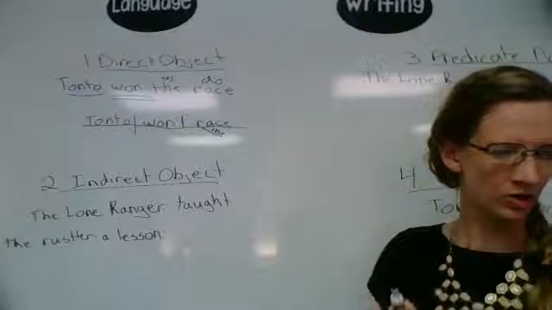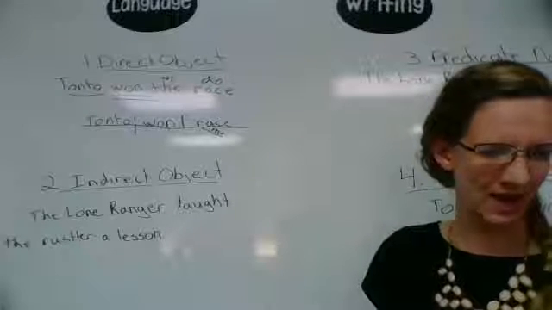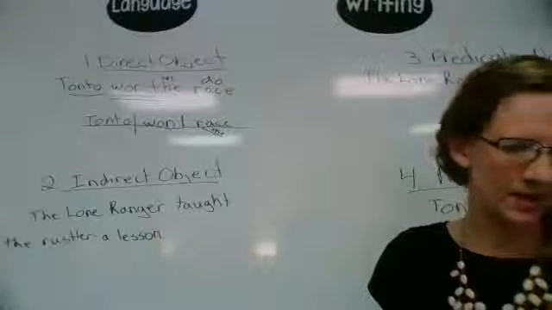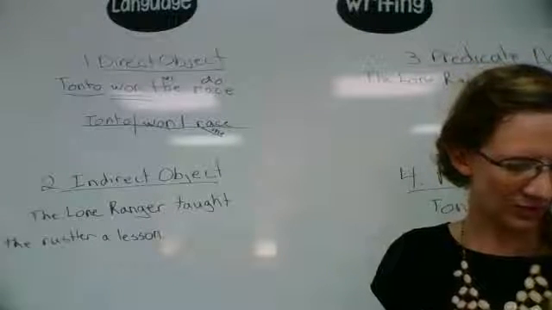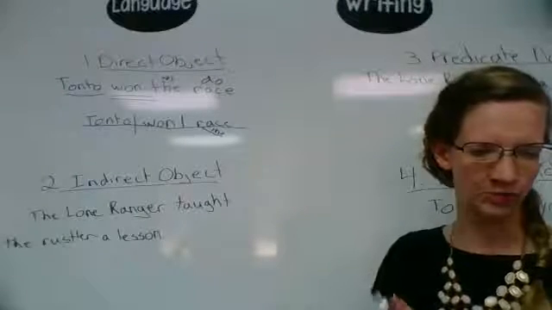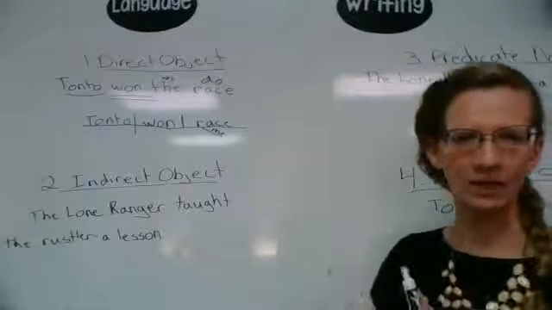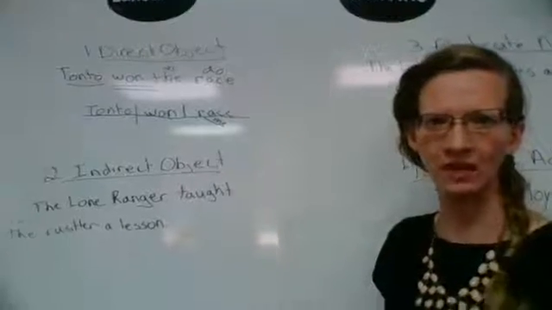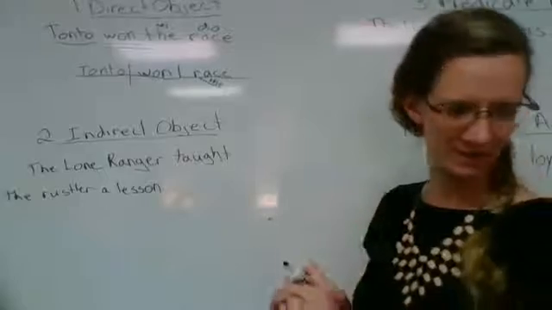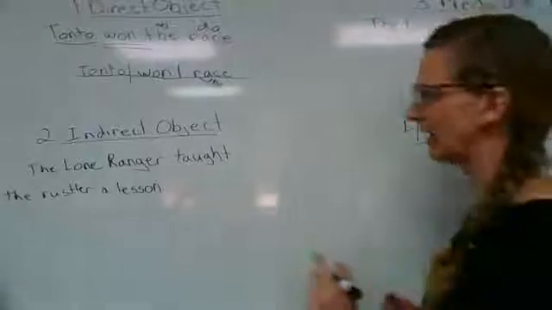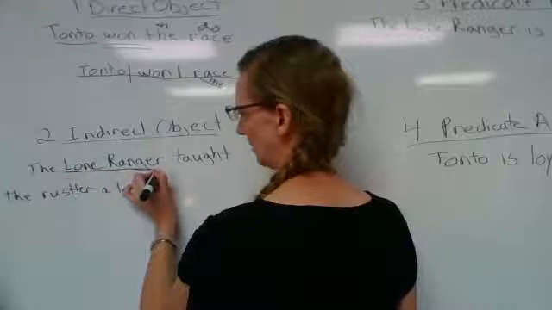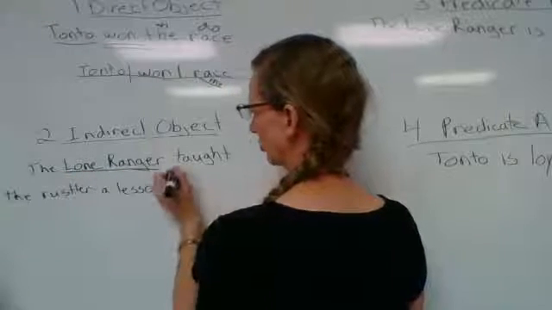Now, your indirect object is, we have: the Lone Ranger taught the wrestler a lesson. Now, for an indirect object, it's always diagrammed below the verb, not below the direct object. And I would get confused with that, so let's try not to get confused with that. So let's find our parts of the sentence first. The Lone Ranger is our subject, it's his name. Lone Ranger taught.